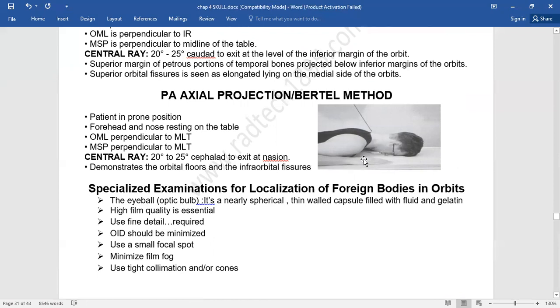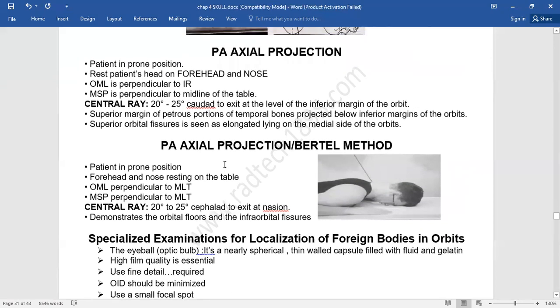We also have here the Bertel method. So naka-prone din siya katulad ng picture dyan, forehead and nose resting on the table. OML and MSP is perpendicular to the midline of the table. Central ray, parang pareho rin siya, 20 to 25 degrees, kaya lang cephalad. So yung PA Haas natin is 20 to 25 degrees caudad. Sa Bertel naman, 20 to 25 degrees cephalad to exit the nasion. Ito to exit at the level of the inferior margin of the orbit. So this is to demonstrate the orbital floors and the inferior orbital fissures.